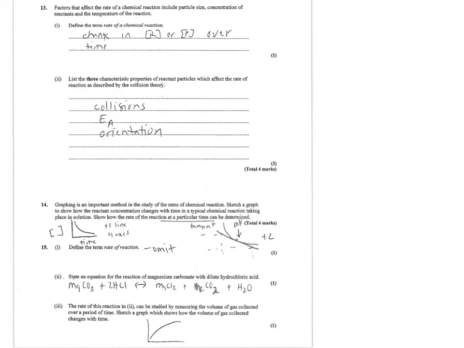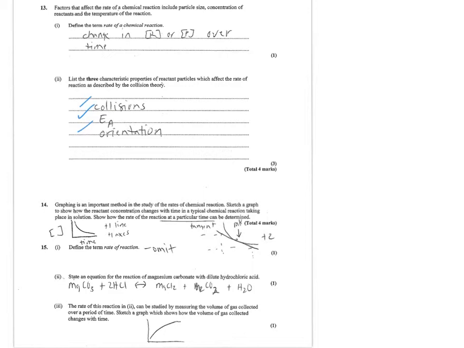Number 13, factors that affect the rate of a chemical reaction include particle size, concentration of reactants, and temperature. So define the rate. It's a change in reactant over time or the change in product over time, or you could be more specific and say the decrease in concentration of reactant or the increase in concentration of product over time. The three characteristic properties of reactant particles, what they mean by that is that you have to have collisions. Collisions have to possess minimum energy or the activation energy, and they have to hit with the correct orientation.